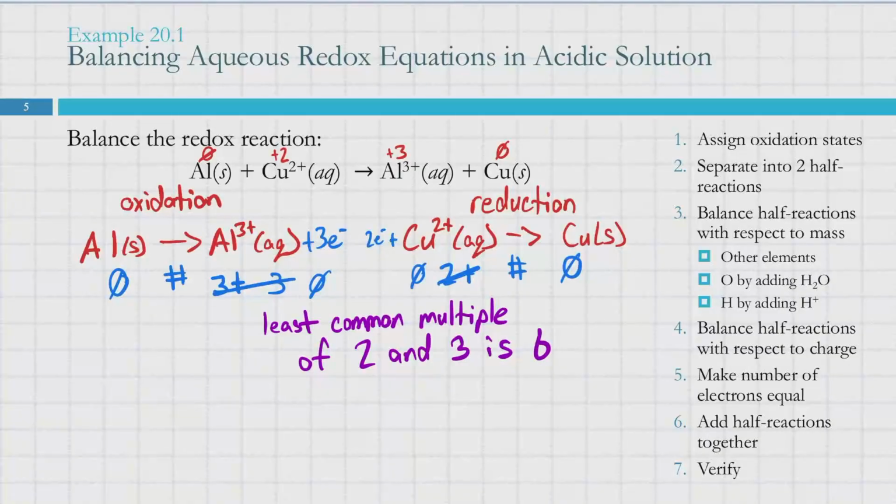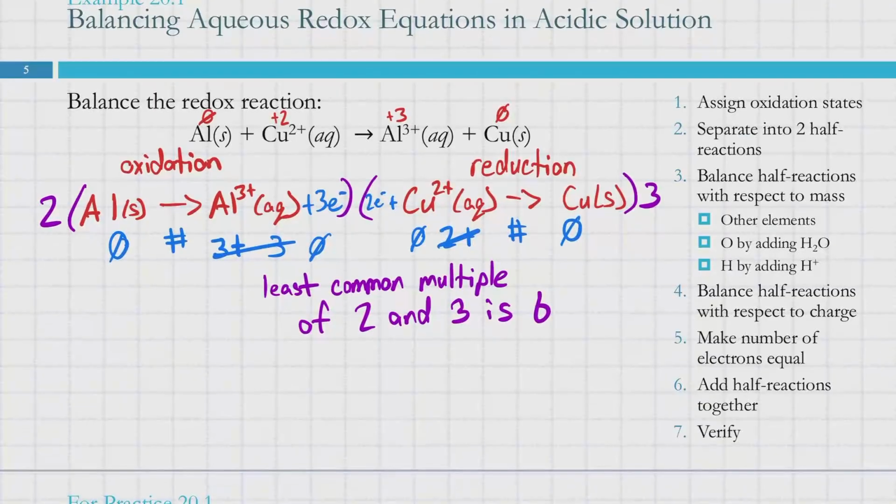That's the smallest number that 2 and 3 both multiply into. So our oxidation half reaction, we need to multiply by 2. So this 2 times 3 will get us to 6. Our reduction half reaction, we need to multiply this 2 by 3 so that it gets up to 6. And this is one of the common places where we'll screw up. This is usually where I screw up. You forget to distribute the number to every single thing in the half reaction.